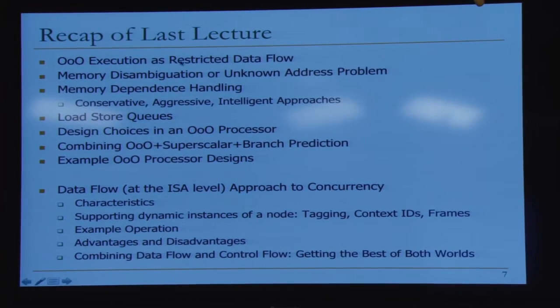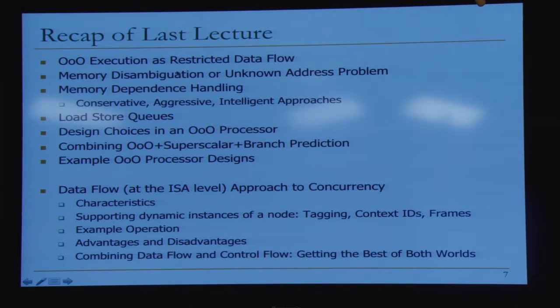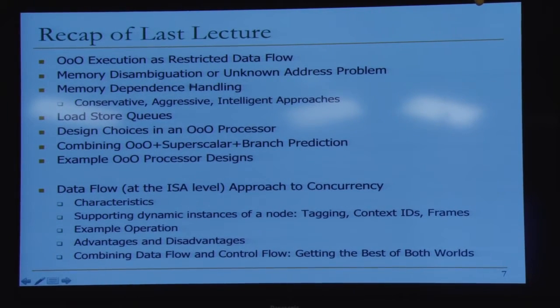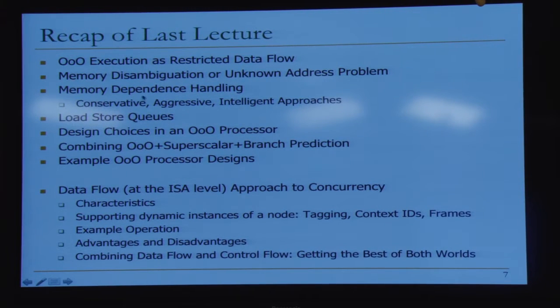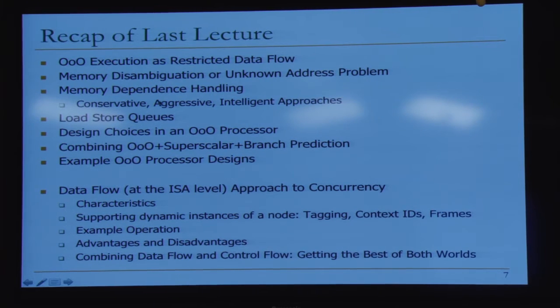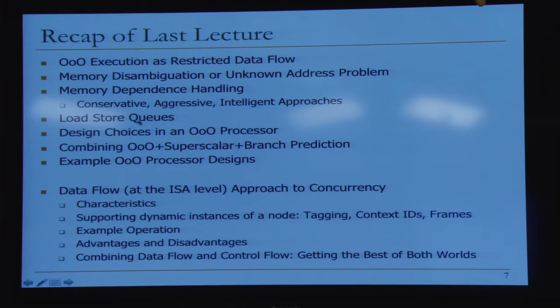Very quickly, we talked about out-of-order execution as restricted data flow. We talked about a critical problem in out-of-order execution, which is memory disambiguation, or the unknown address problem, when you have loads and stores. We talked about memory dependence handling, three different approaches: conservative, aggressive, and intelligent. We decided that intelligent is probably a good idea, except it comes with more overhead. And usually the answer is it depends. But if you really want to get the maximum performance out of order execution, you want an intelligent approach to predict the dependencies. We talked about load store queues, their design.